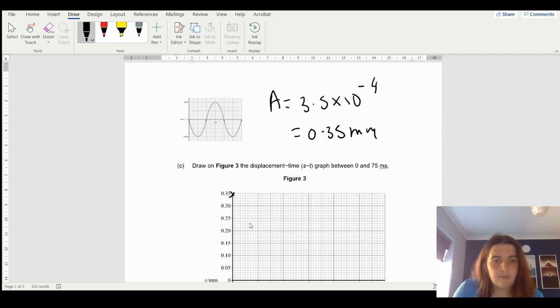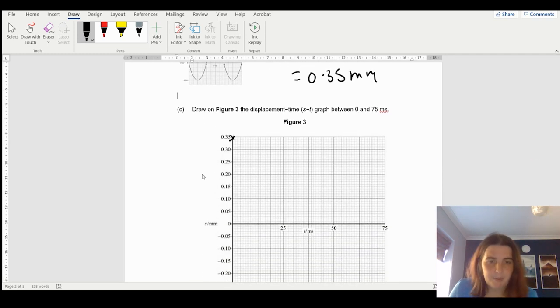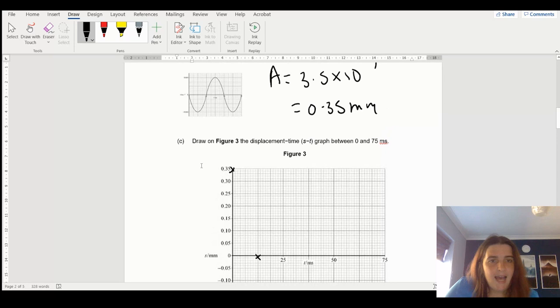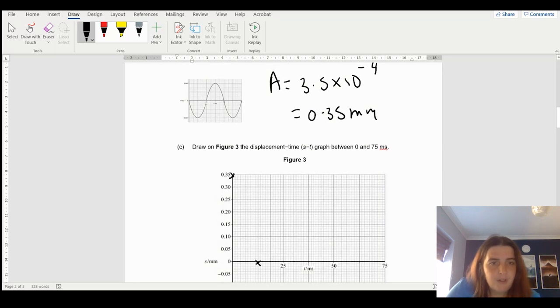And of course, if I was to draw a gradient at this point, because it's going to be a sinusoidal graph, it will be 0 at this point. This point here, I'm at maximum negative. So this must mean that I'm at the equilibrium point. This is in between 0 and 25. So this is here. At 25 milliseconds, I have got a velocity, but it's in the positive direction.